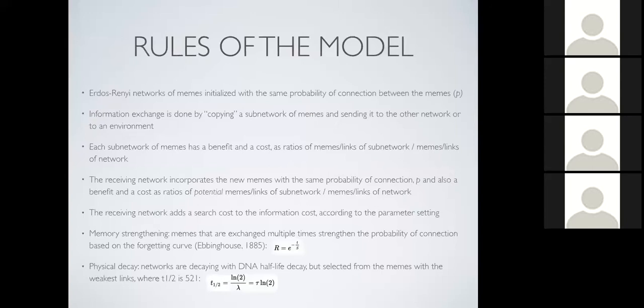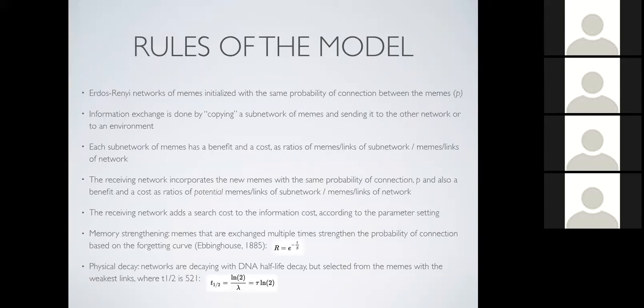So there are, of course, some mathematical rules behind the model. We start with random networks that are Erdős-Rényi type networks of memes. This means that they are initialized with the same probability of connection, and the information that is exchanged is just copied as is, a copy of a subnetwork that is integrated into the other network. Each subnetwork of memes has a benefit and a cost, and the ratio of the memes or the links of the subnetwork.